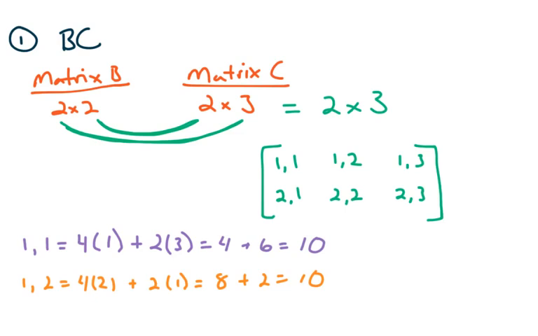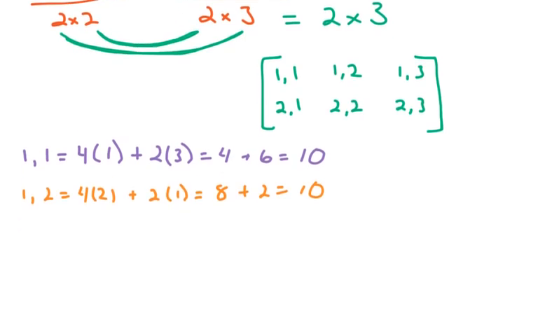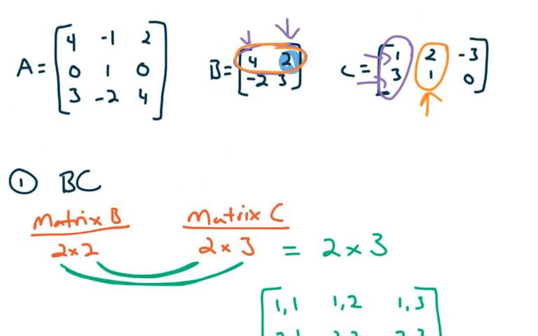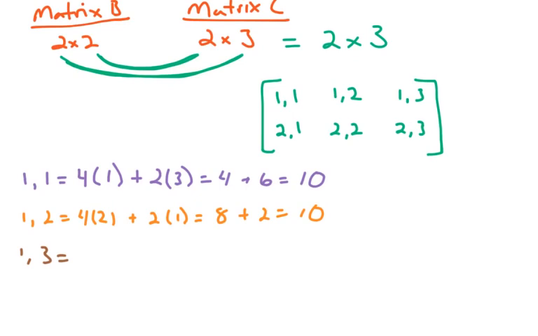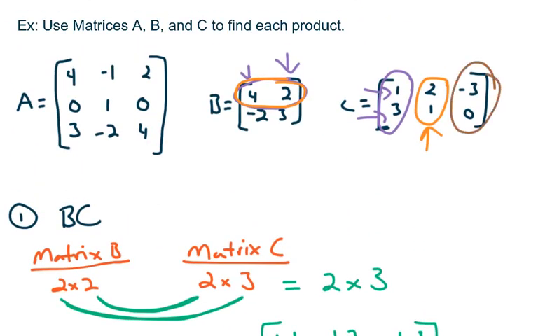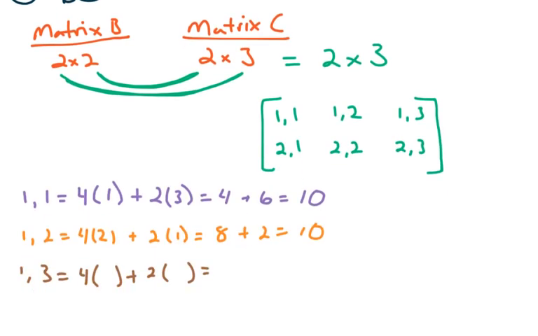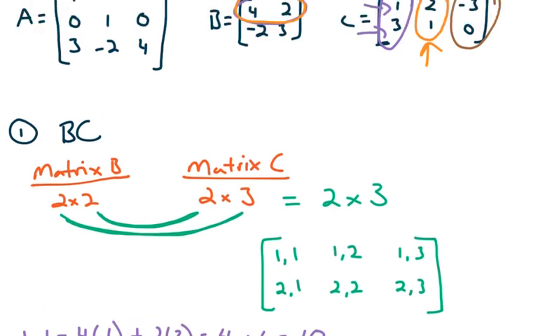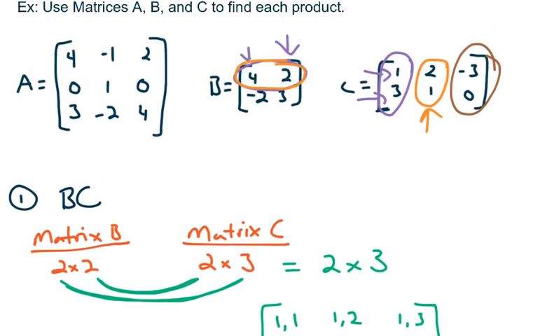Now we need to find row 1, column 3. So we'll switch to brown. So row 1, column 3. Again, since we're using row 1, these numbers on the outside are still row 1 from the product matrix, so that's not going to change. These are going to stay 4, and then a 2, and then we'll figure out what they're equal to. Now we're going to be in column 3 here, so we're going to have negative 3 for our first parenthesis, and then 0 for the second one. So negative 3 and then 0, because as we move to the right in our B, we're going to move down in our C.